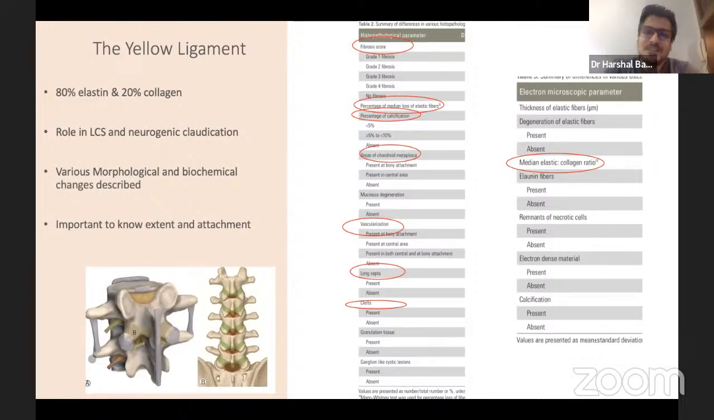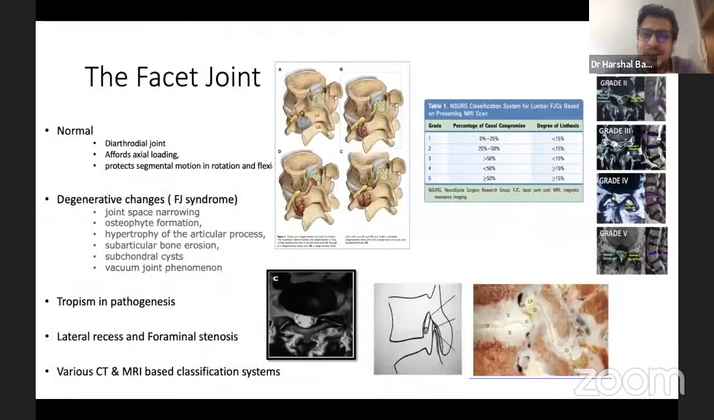The other aspect is the facet joint. Normally, it's a diarthrodial joint and allows axial loading, and it prevents segmental movements. But as degeneration ensues, a cascade of degenerative events happens. There are a lot of changes in the facet joint, predominantly space narrowing, osteophyte formation, hypertrophy, cyst formation, and vacuum phenomena, which lead to narrowing of the lateral recess and the foraminal zone.